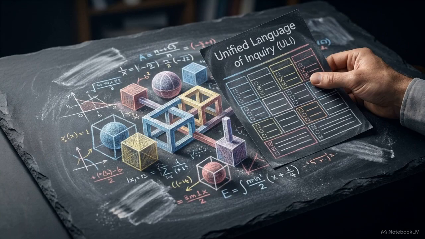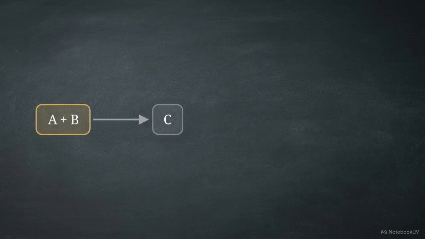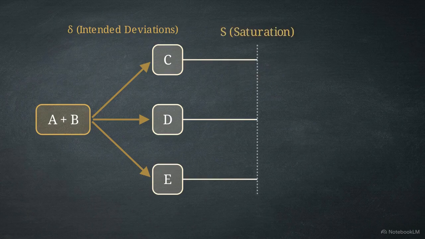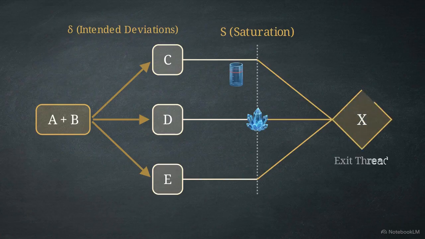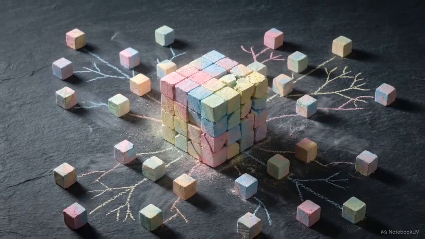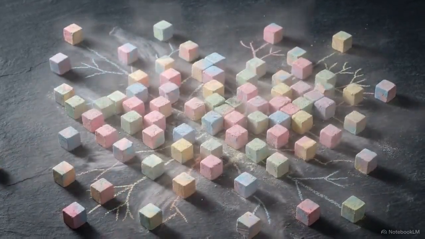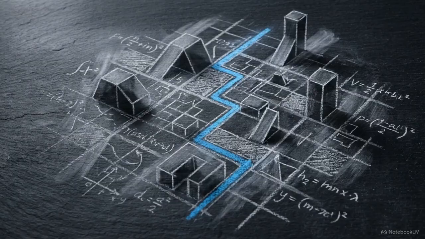Researcher Ido Margolin suggests a different approach, a unified language of inquiry, or ULI. This framework replaces the static result with an expansion. Here, A plus B leads to a set of possibilities, C, D, and E, which continues until it reaches a specific saturation point, S, triggering a final empirical test, X. This specific process is called directed divergence. It requires the researcher to multiply the representations of a given problem, exploring the gray area of a subject until a hard limit forces a resolution.